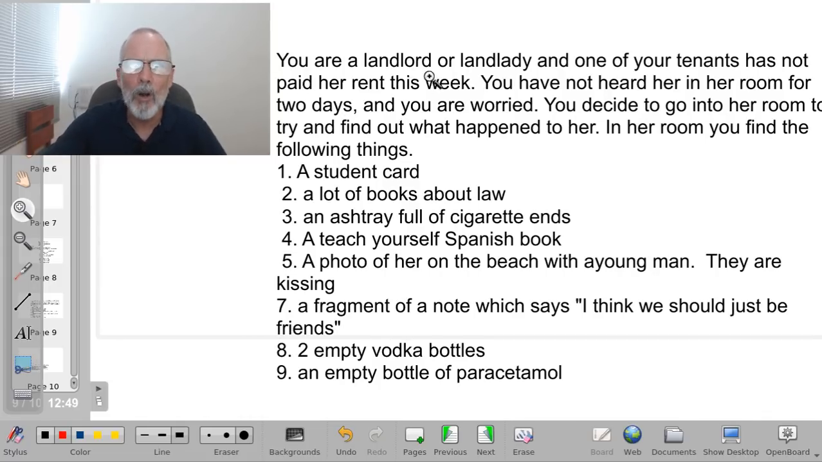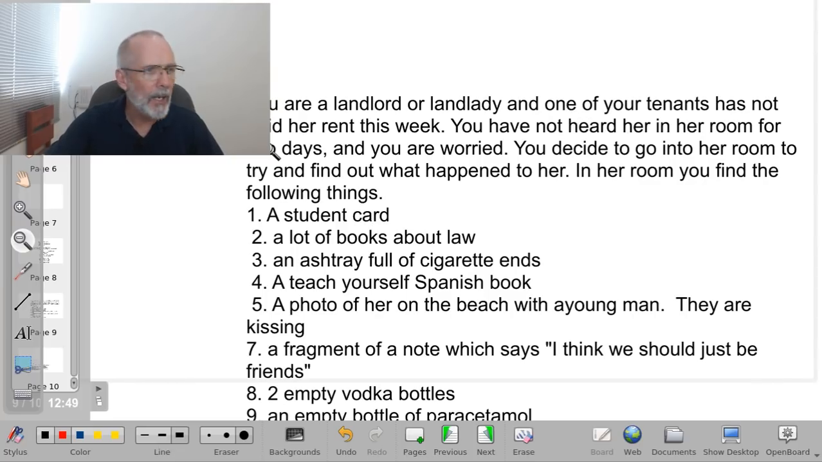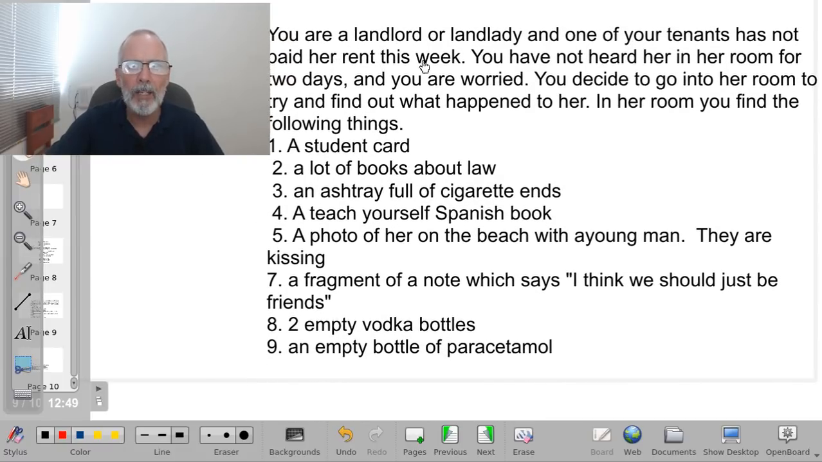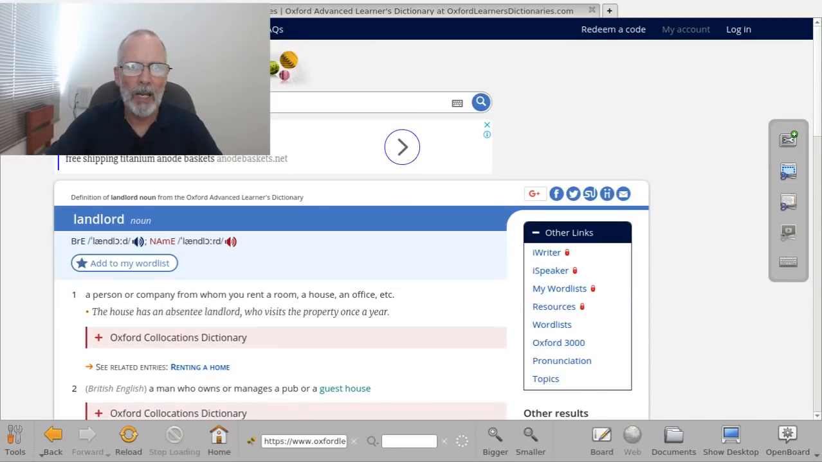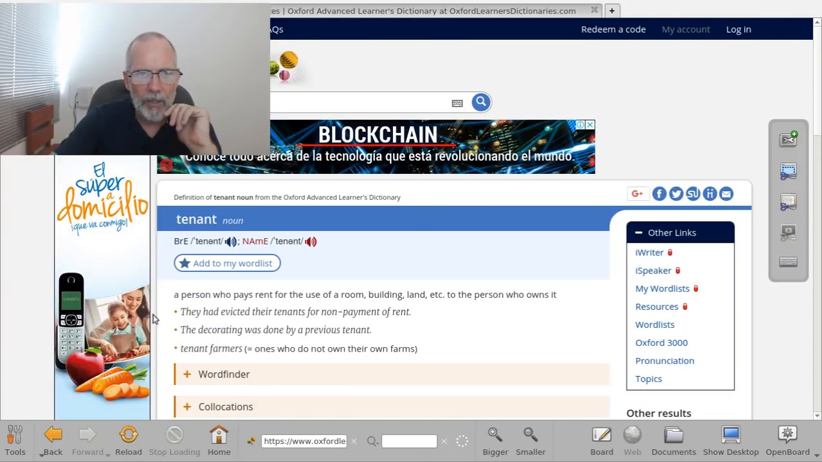So you are a landlord or landlady and one of your tenants has not paid her rent this week. A tenant is the opposite of a landlord. We can go back to the dictionary and look up tenant. A person who pays rent for the use of a room. It's the opposite of a landlord. So remember this dictionary, Oxford Learner's Dictionary. And also here, you have the pronunciation in British English and American English.